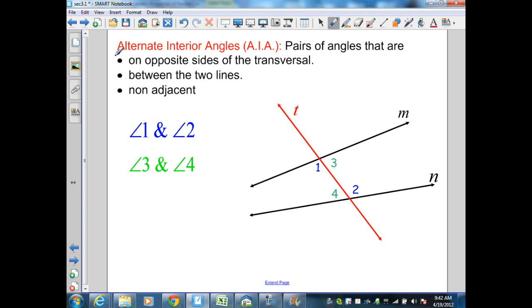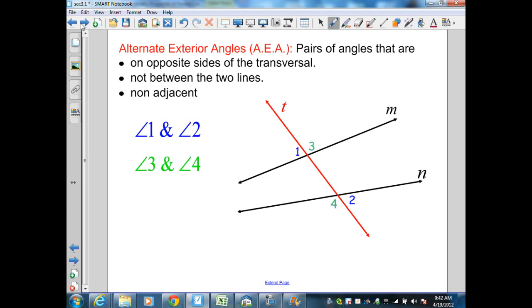If we go back to our first slide, alternate interior angles, I think we can see the name helps identify the pair of angles that we're trying to find. For example, alternate means opposite sides of the transversal, 1 and 2, 3 and 4. Interior means between my two intersected lines, M and N. Then we must always know that they are non-adjacent. Next, alternate exterior means opposite sides of the transversal, outside my two intersected lines.